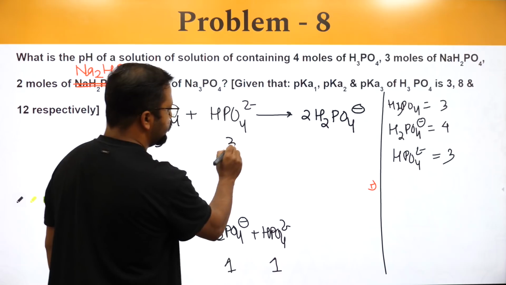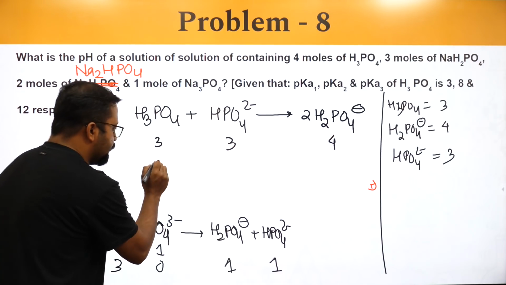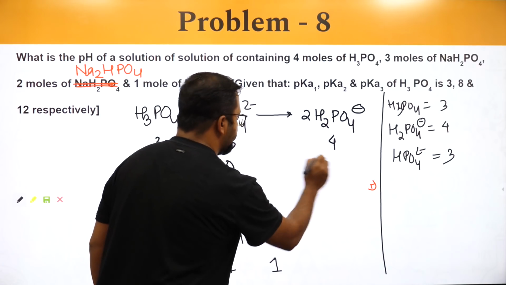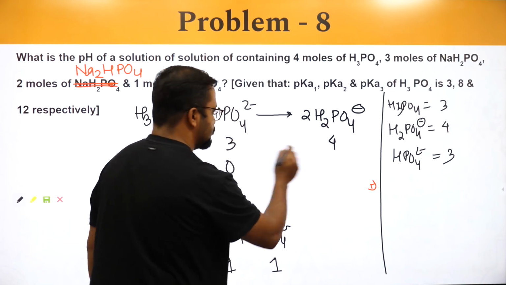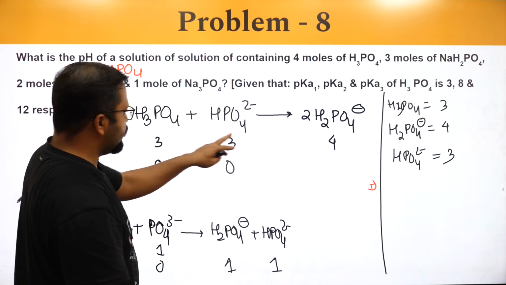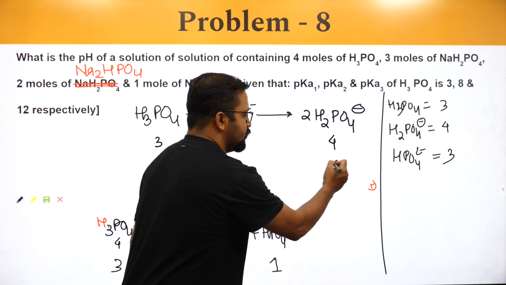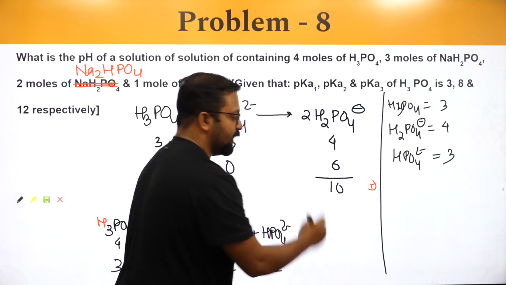3. This was initially 4. This will become 0, this will become 0, and this will become 3 plus 3, 6. Sorry, 3 moles of this, 3 moles of this will react to produce 6 moles of this. So 6 plus 4, 10.